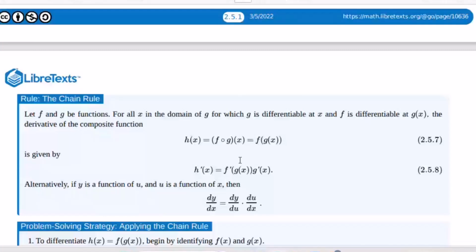This is what I needed to talk to you about. Is it clear? Yes, sir. Clear. We will get to its application. This is what I was only interested in sharing with you, to say this is how the chain rule works in terms of composite functions.